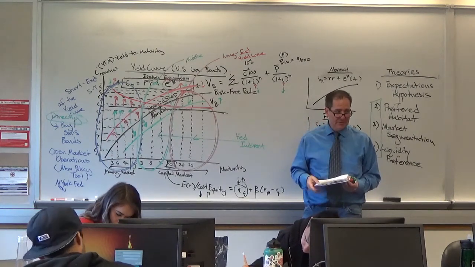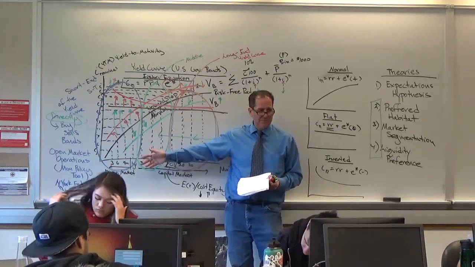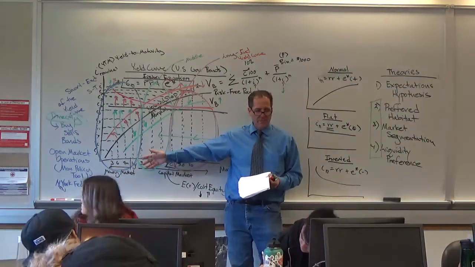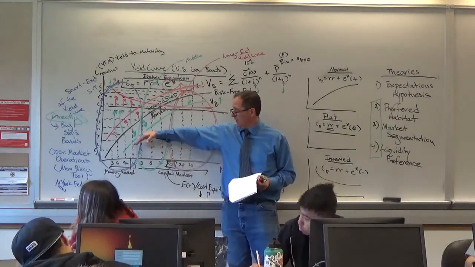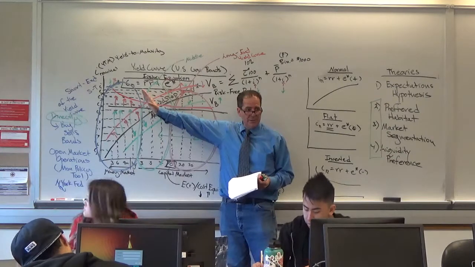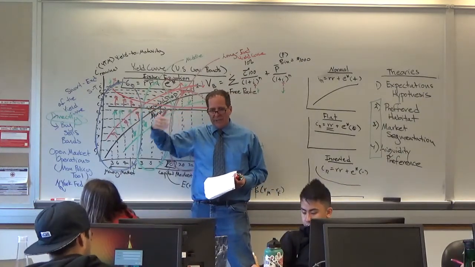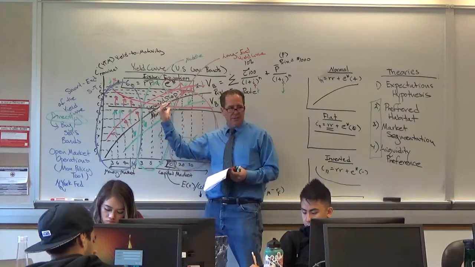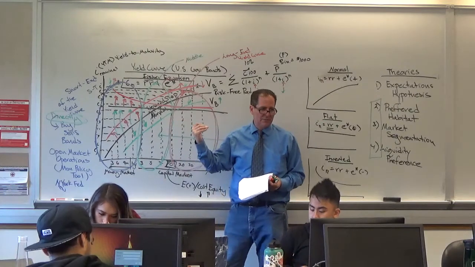For example, when the Fed starts selling off the bonds, driving down bond prices and driving up interest rates. Once the curve inverts, people anticipate a recession, and it starts to lower long-term interest rates. So that's an indirect effect.